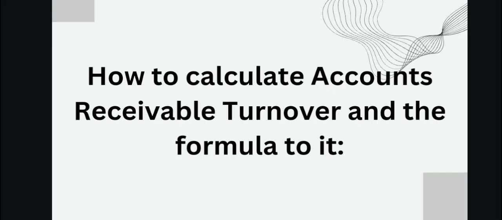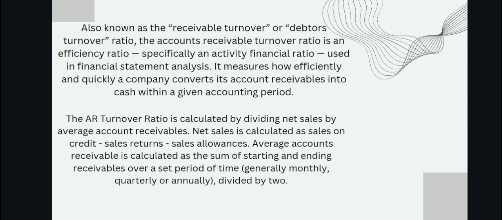So now, let's move forward to how to calculate accounts receivable turnover and the formula for it. Calculating accounts receivable turnover, also known as the receivable turnover or debtors turnover ratio. The accounts receivable turnover ratio is an efficiency ratio, specifically an activity financial ratio, used in financial statement analysis. It measures how efficiently and quickly a company converts its accounts receivable into cash within a given accounting period.